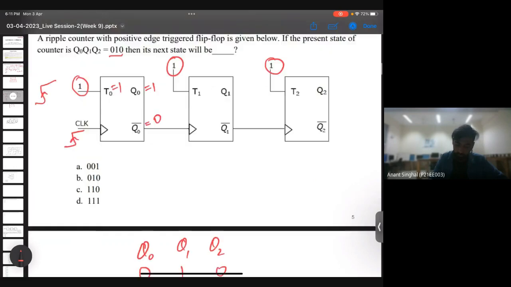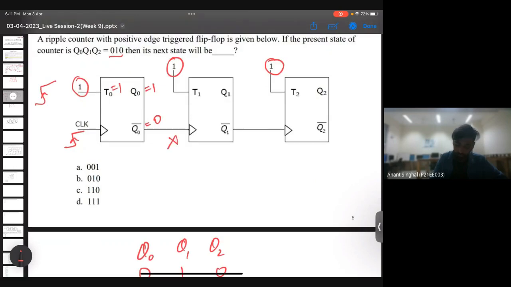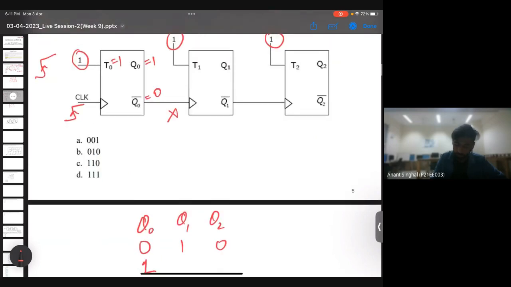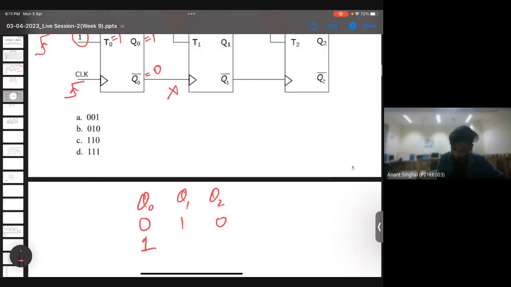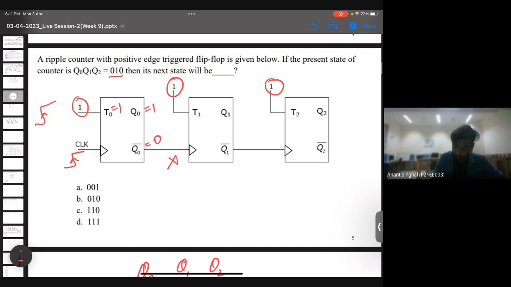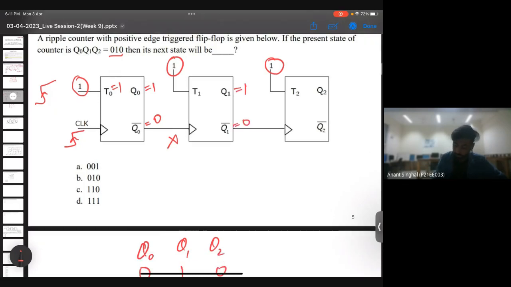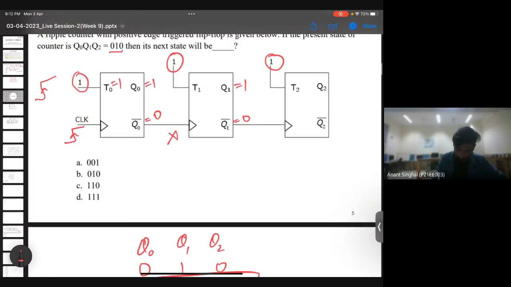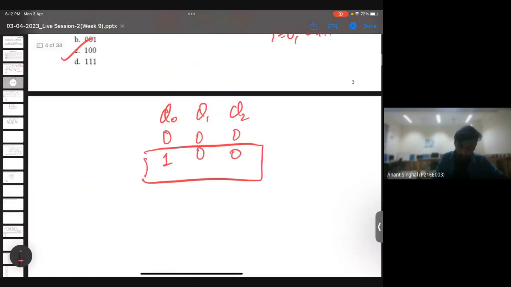When Q0 bar is 0, the clock will not come, so whatever it was in the initial state will remain the same for Q1. So Q1 will remain 1 only, and then Q1 bar will be 0. Again, whatever Q2 was will remain the same in the next state. So the correct answer to this problem is 1, 1, 0, which is option C. I hope it is clear.